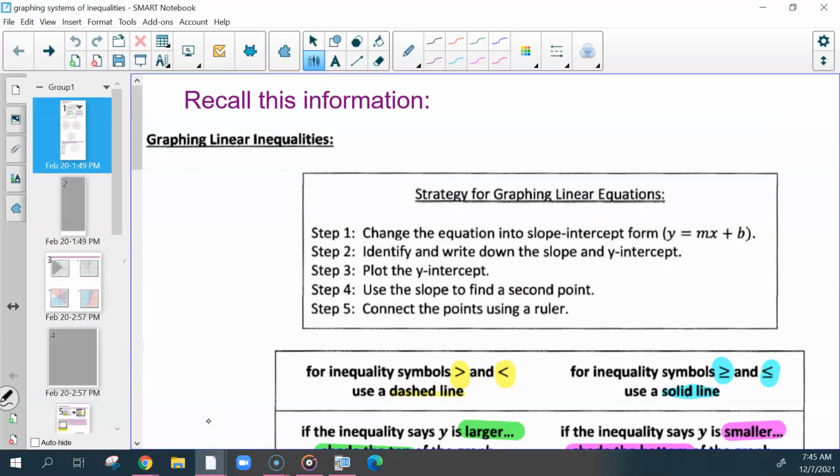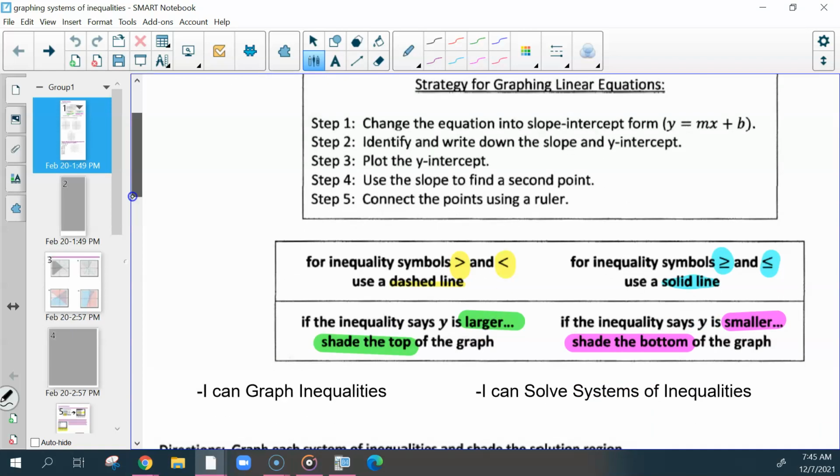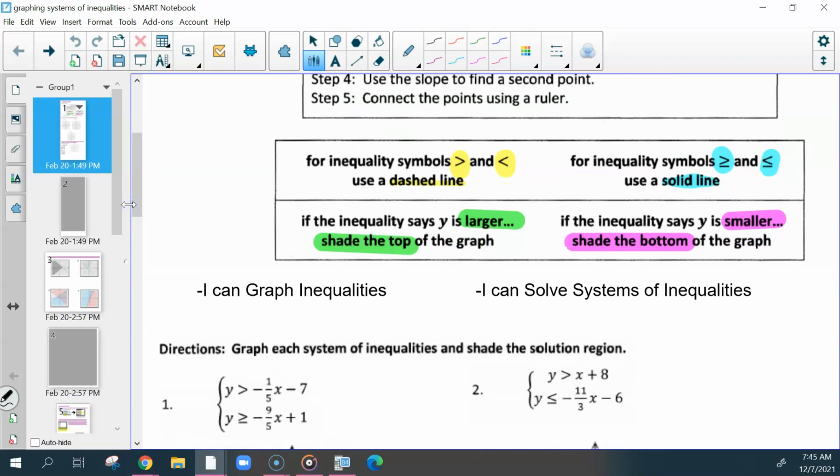But when we talk about systems of inequalities, we're not solving 2 of them like compound inequalities. We're graphing 2 of them. So it's like systems of graphing, but it's systems of inequalities. So all of the rules for graphing still applies. All of the rules for graphing linear inequalities still applies.